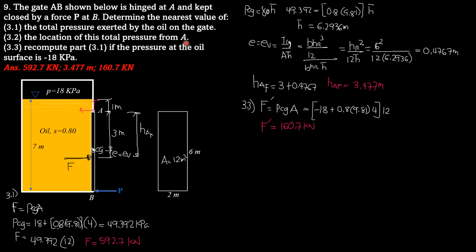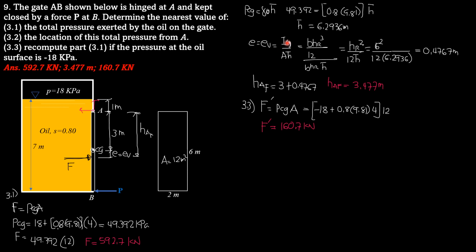The location of this total pressure from A, so we solve for E, which is equal to E sub V, and before that, we need to solve for barred H. Barred H is not 4 meters because this is subjected to this pressure here. So after computing the pressure at the centroid, we equate it to the specific weight of the liquid in contact with the gate, which is oil, times barred H. So pressure equals specific weight of oil times barred H. So 49.392 kilopascals equals specific weight of oil 0.8 times 9.81 times barred H. So barred H is 6.2936 meters.